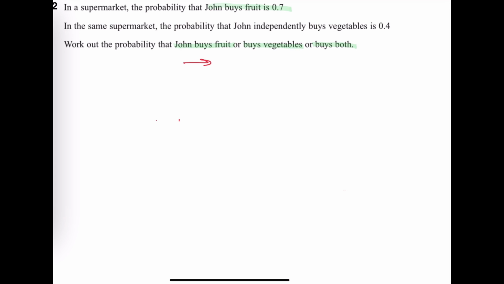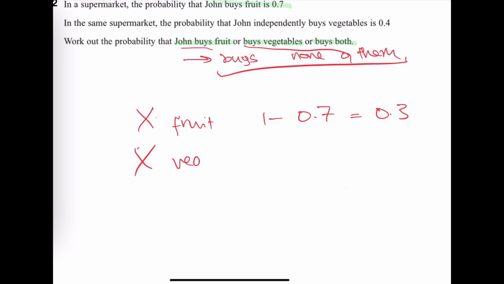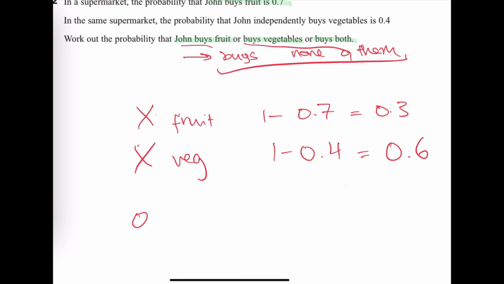The only thing they are not asking for is if he buys none of those things. So that's what we're going to focus on, and then from that we'll just subtract it from 1, because that is the other side of the probability that we want. So what is the probability that he does not buy fruit? This would just be 1 minus 0.7, so this is 0.3. What's the probability he does not buy a vegetable? It's 1 minus 0.4, and this is 0.6. So we just times these together.